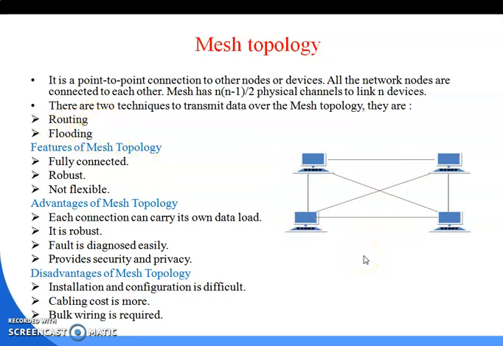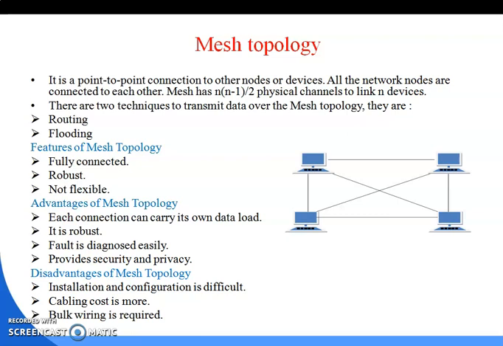Features of mesh topology: fully connected, robust, not flexible. Advantages of mesh topology: each connection can carry its own data load. It is robust, fault is diagnosed easily, and it provides security and privacy. Disadvantages of mesh topology: installation and configuration is very difficult, cabling cost is more, and bulk wiring is required. So first, let's move to routing.